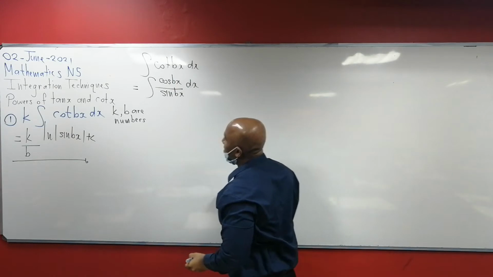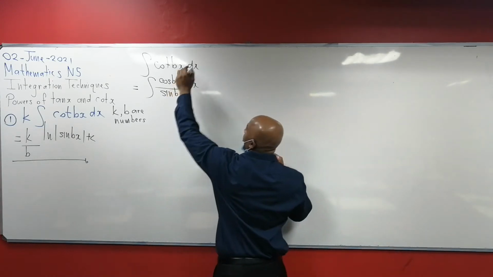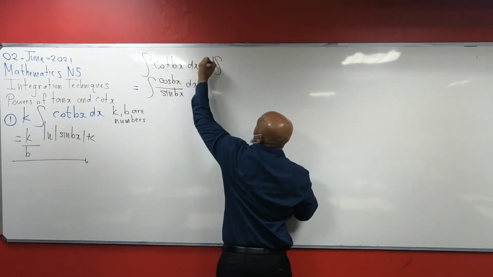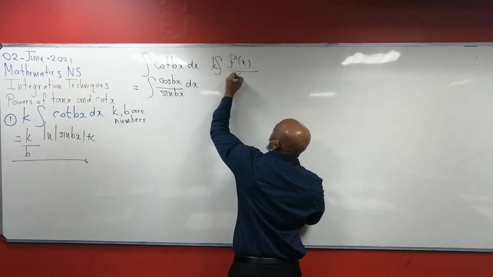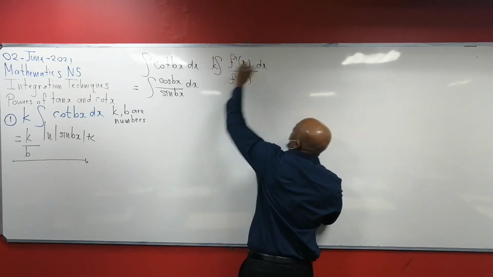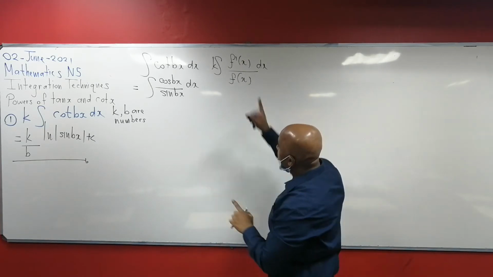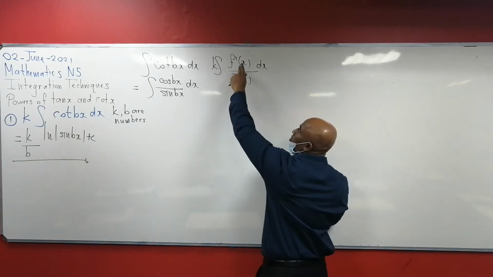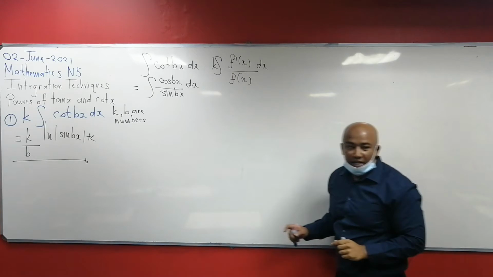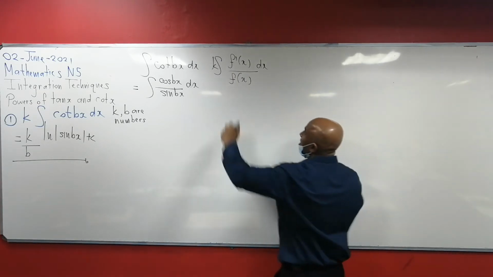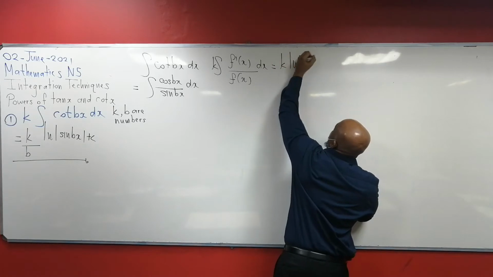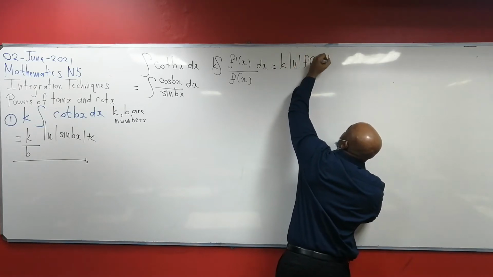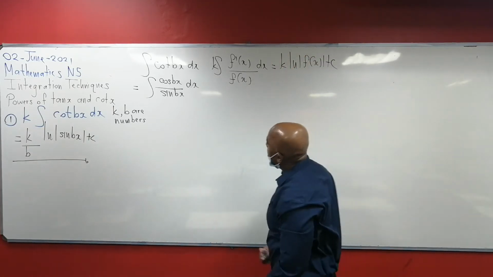So now what do you notice? This is the type of division where you have k f prime x all divided by f of x. Remember, there's a multiplication type and this is the division type. If the numerator is an exact derivative of the denominator, then the answer is always going to be ln of the absolute value of the denominator plus c. So let's check.